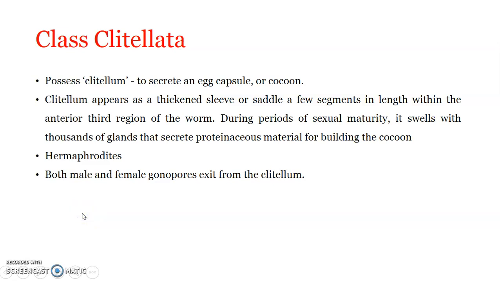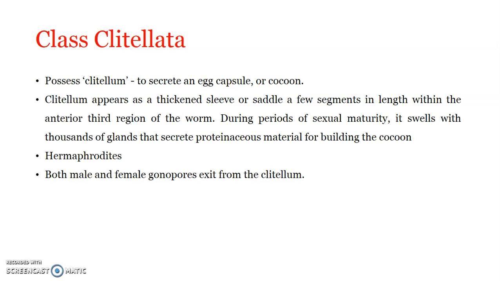So, welcome back to the classification of phylum Annelida, and this is the second class under phylum Annelida. It is class Clitellata. The name has come because of the position of a structure which is known as a clitellum. The clitellum is meant to secrete an egg capsule or cocoon, and it appears as a thickened sleeve or saddle of a few segments in length within the anterior one-third region of the annelid. Okay, this you may have come across in the case of earthworms.